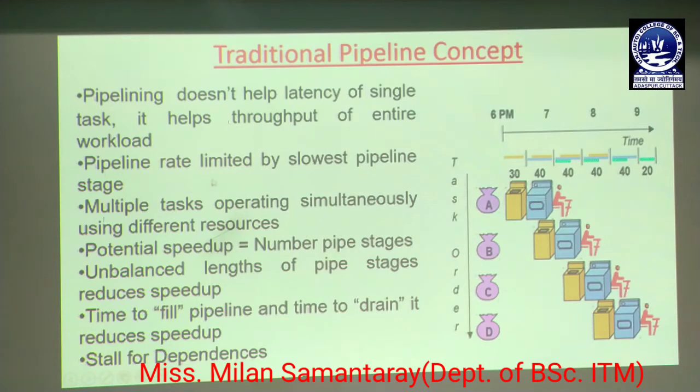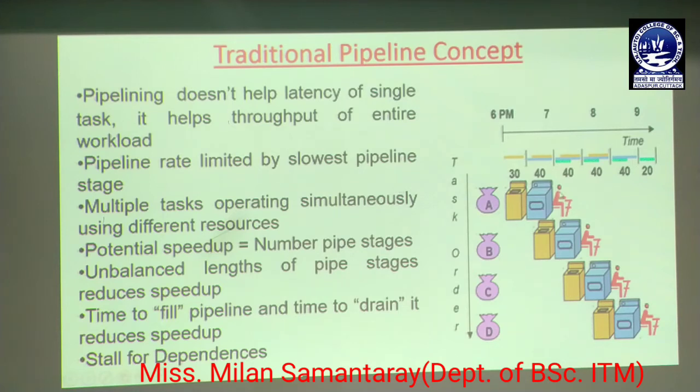Then, pipeline rate is limited by the slowest pipeline stage. So how do we calculate the rate of the pipeline? By considering the pipeline stage which is slowest, with multiple tasks operating simultaneously using different resources. Here you can see multiple tasks are performed: here is the folding operation, here is the drying, and here is the washing operation. They are performed simultaneously using different resources.